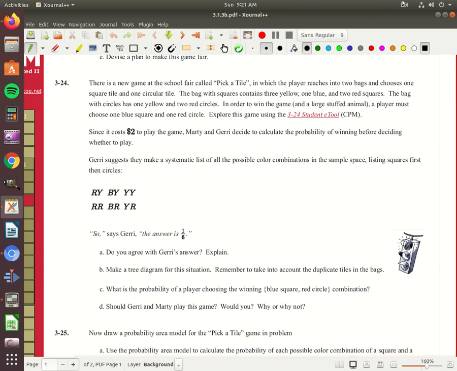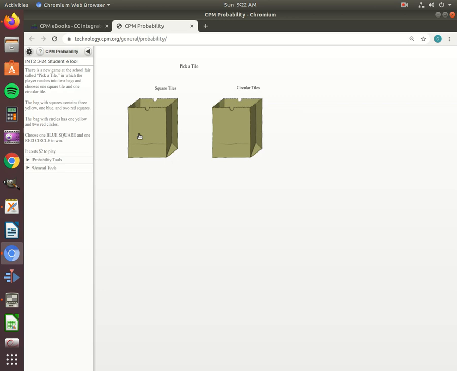So let me set that up. Basically just click it and it'll spit out tiles for you, and then you can decide if you win or not. I think you need a blue square and a red circle to win, so that would be a loser. There we go, blue square and red circle, so we got a winner right there.